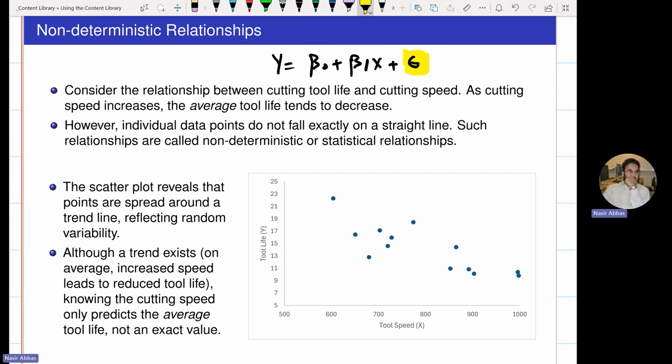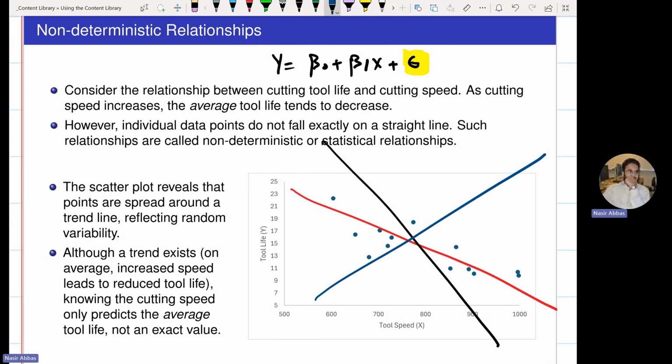Now at this point we have reached an understanding of what statistical relationships are. Now if I give you this scatter plot and I ask you to pass a line through these points, can you? How many lines can you pass through these points? I can pass this line. I can pass this line. I can pass this line. How many more lines can I pass through these data? Infinity. Which line would you prefer, out of these three, for example?